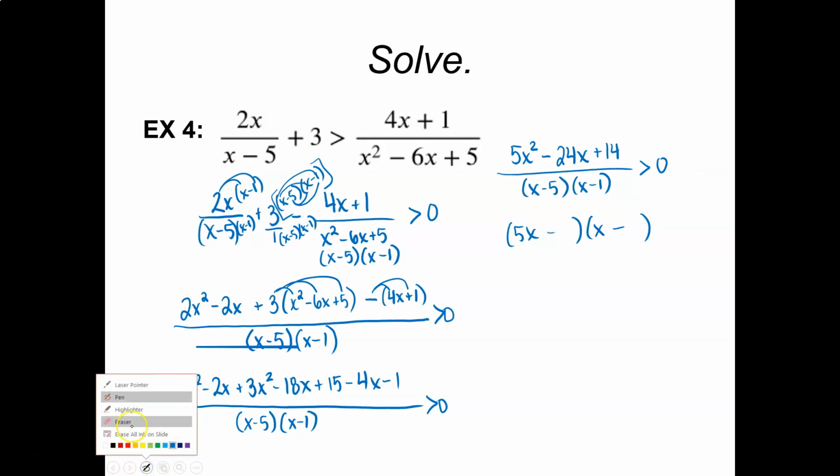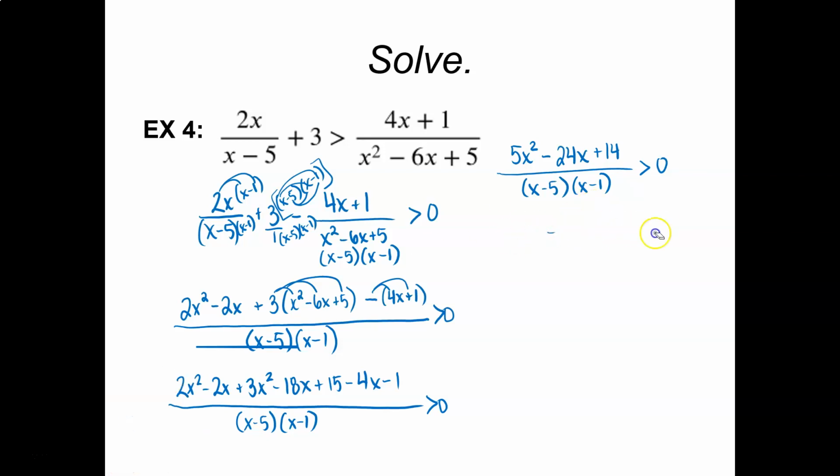Oh, we can do it. We're not giving up. Alright. There's no going back now. Alright, zeros from the bottom. They're easy. X equals 5. X equals 1.